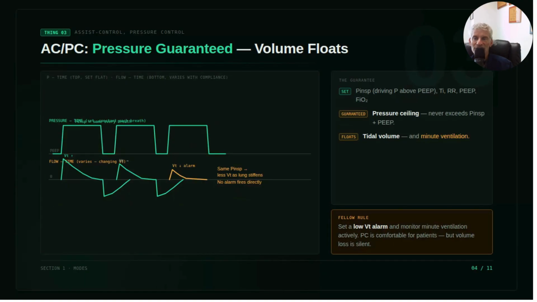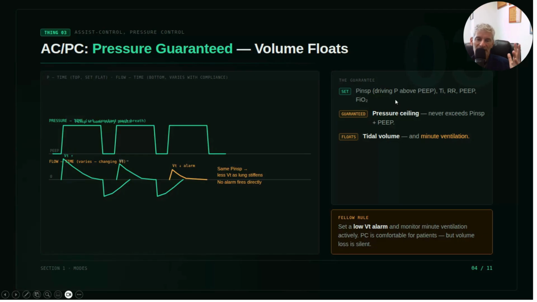Thing number three, pressure guaranteed. So when it comes to pressure control, if you notice, the flow is a decelerating flow. In volume control, usually it's a standard flow throughout the breath. Here, it's a little bit more comfortable for the patient, a descending flow pattern. You set the P inspiratory, you set the I time, inspiratory time. Again, that's going to be your cycle, and then your respiratory rate.